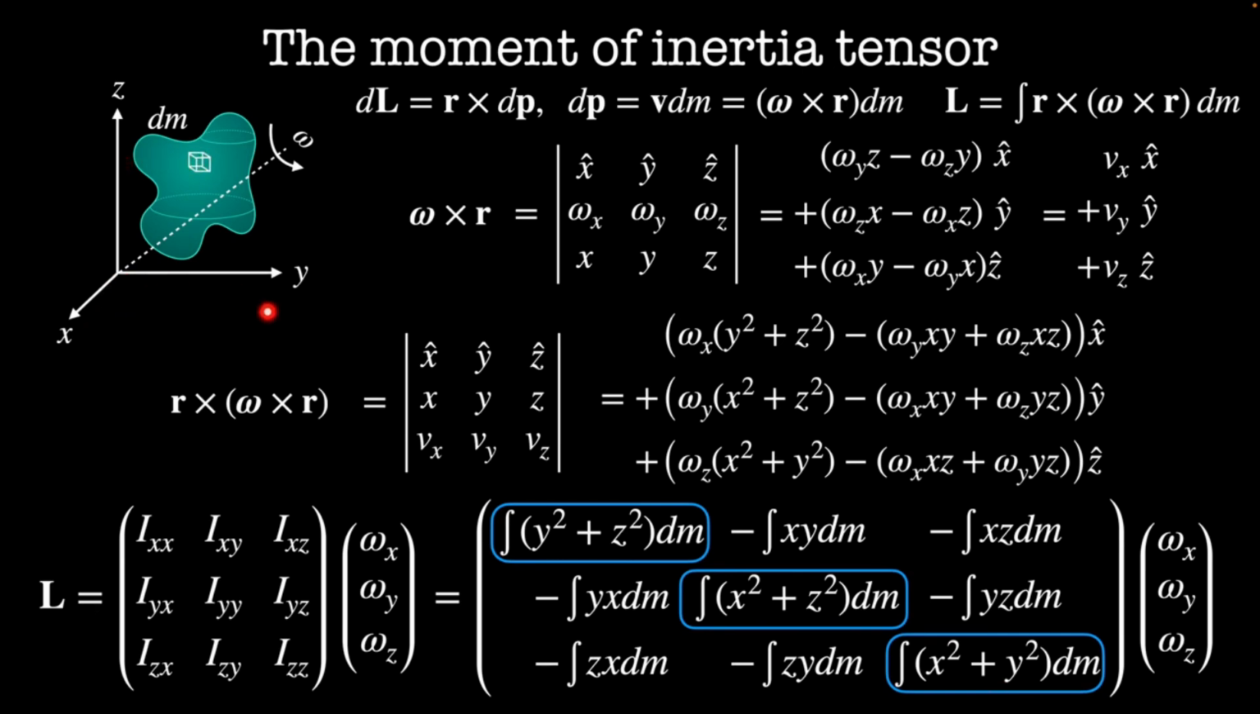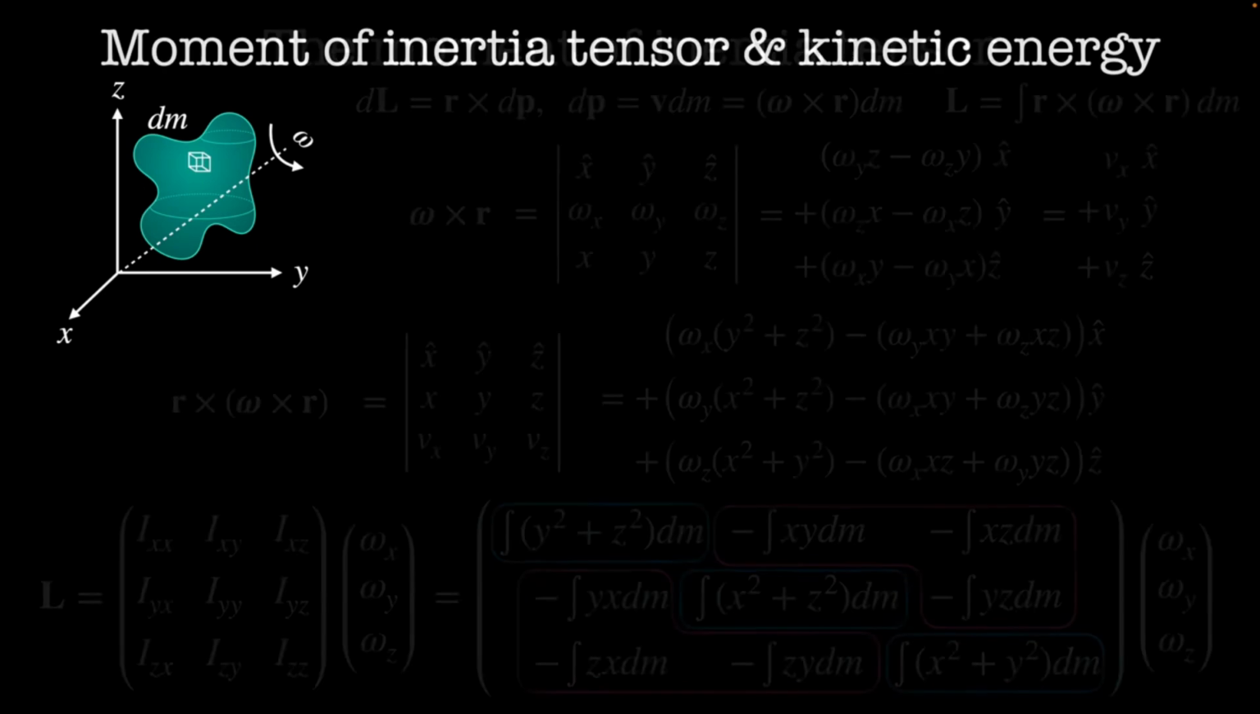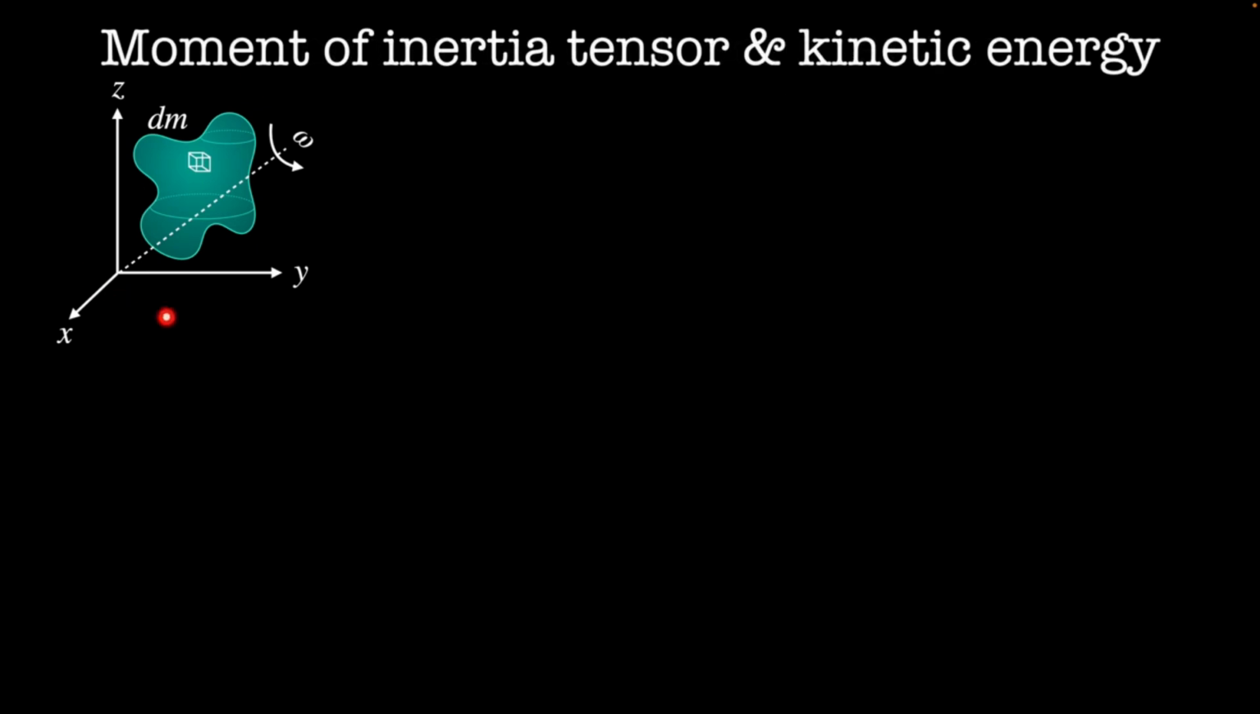The off-diagonal terms measure the distance from the infinitesimal mass element to the lines x equals y, x equals z, and y equals z. Notice that since x equals y implies also that y is equal to x, the moment of inertia tensor is symmetric. Now that we know the moment of inertia tensor for this body rotating about an arbitrary axis anchored at the origin, what is the kinetic energy of this body?